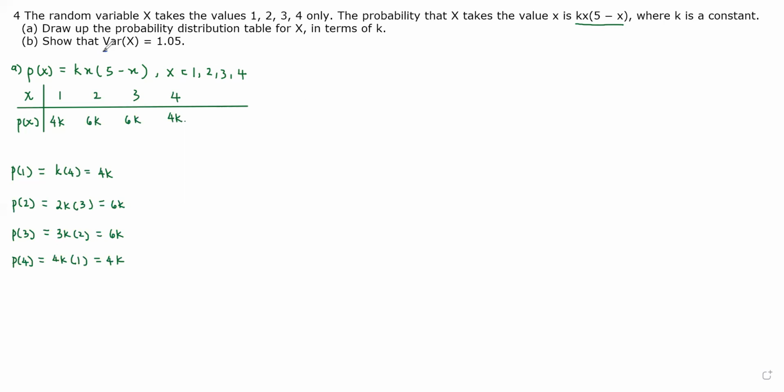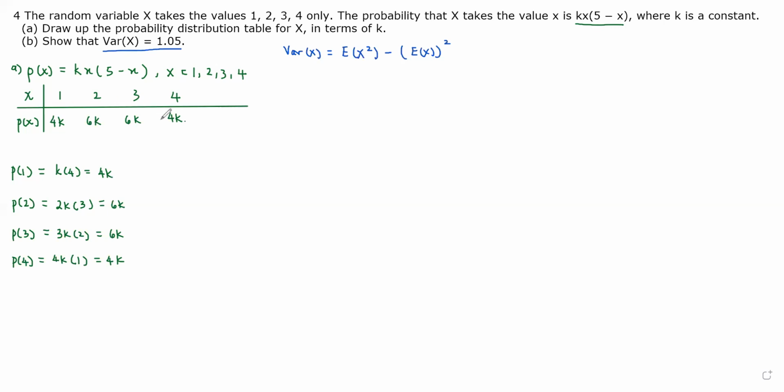Part B, we need to show that the variance of x is 1.05. The variance of a random variable x is given by the expected value of x squared minus the square of the expected value of x. To find both of these expected values, we need to find the value of k.